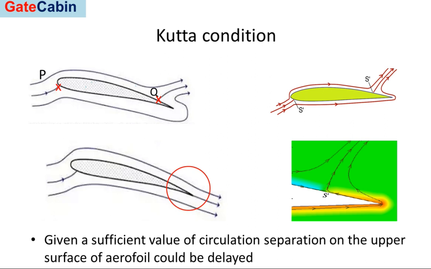So given a sufficient value of circulation, the separation is actually delayed, and an aerofoil could generate a greater amount of lift if this point is delayed. So the Kutta condition serves the purpose of maintaining a smooth flow over the aerofoil. It is a condition established to ensure that the flow leaving the trailing edge moves smoothly. Then it also results in an increase in lift.